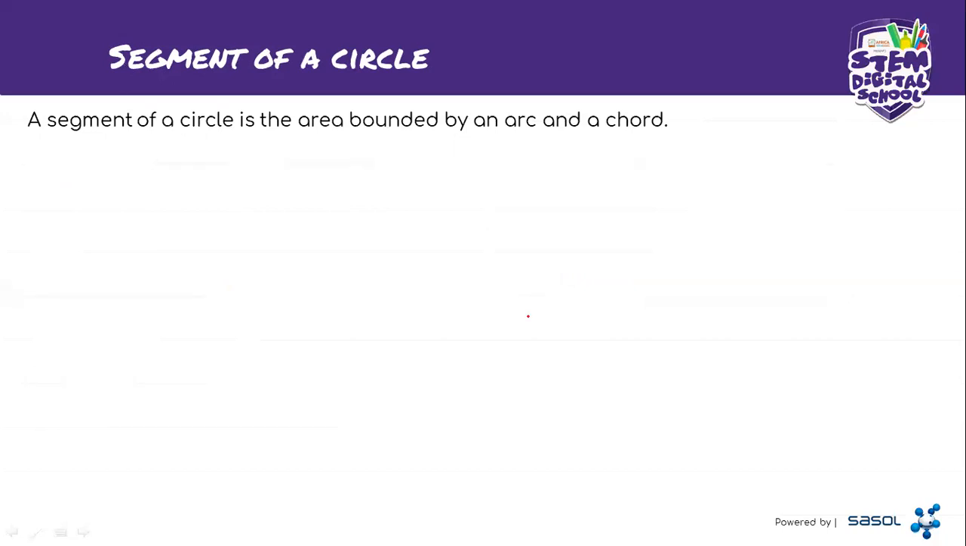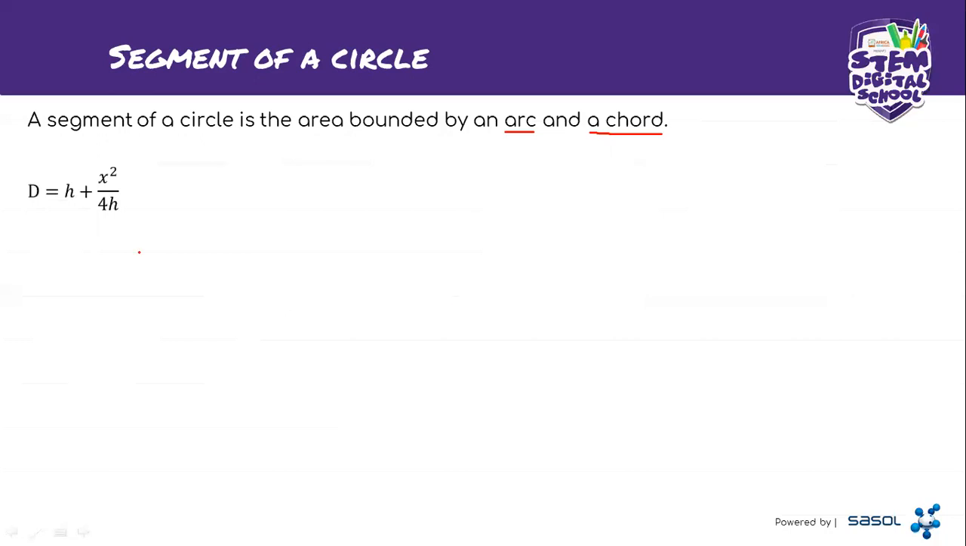A segment of a circle is the area bounded by an arc and a chord. Let me repeat. A segment of a circle is the area bounded by an arc and a chord. If you know what an arc is and what a chord is, then you'll be able to understand which part we call a segment of a circle, right? We are familiar with arc, we are familiar with chord. So that part where you can have an arc and a chord, you call it a segment.